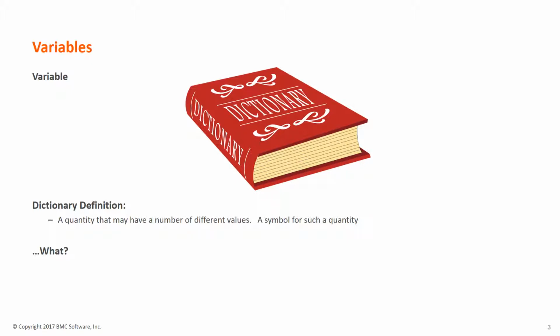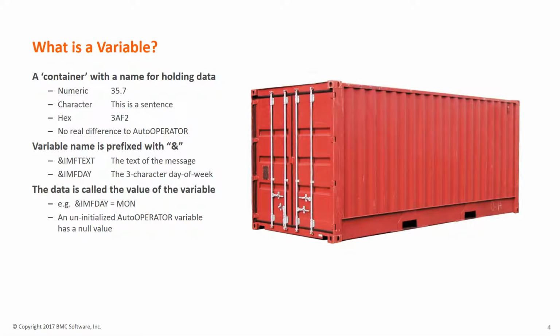First, let's identify what a variable is. According to the dictionary, a variable is a quantity that may have different values, and this is a symbol for such a quantity. And you go, what does that really mean? Well, a variable is a container for holding data. In Auto Operator, variables can hold many different types of data, including numeric, character, and hexadecimal data. It really doesn't matter to Auto Operator. What we're concerned with is that we have a name of a variable that contains some value.